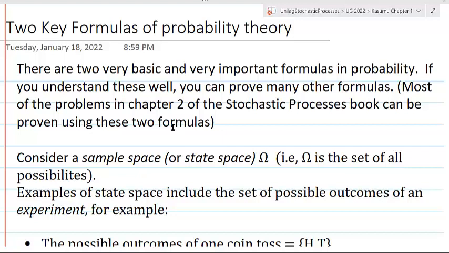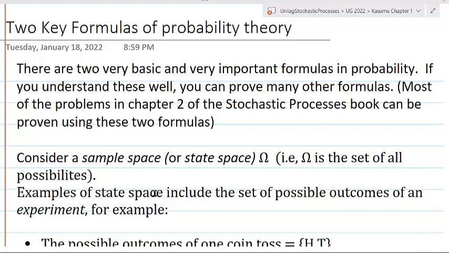Right, first some definitions. Consider a sample space or state space. The letter that is often used for that is omega. Omega is the set of all possibilities. Possibilities means possible outcomes. Each of those outcomes will have a probability.